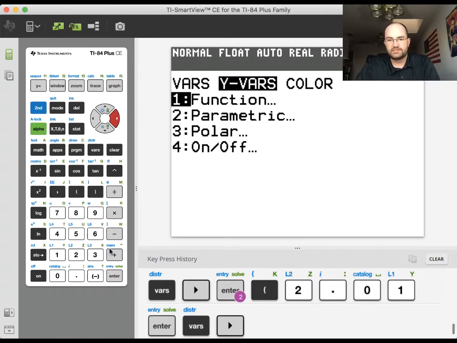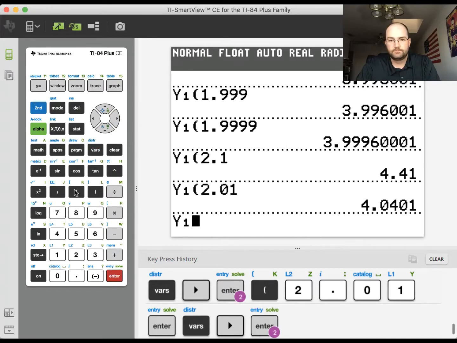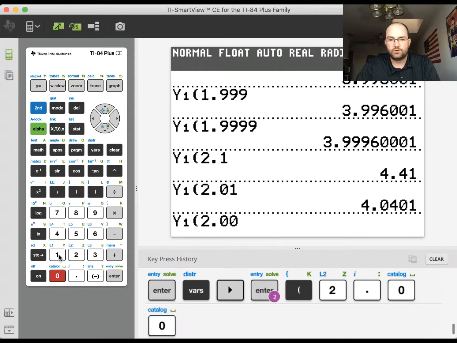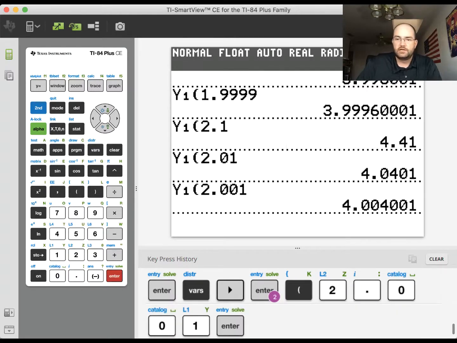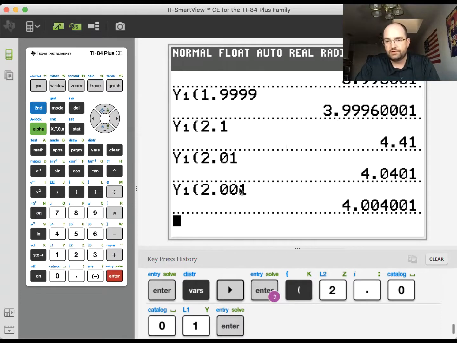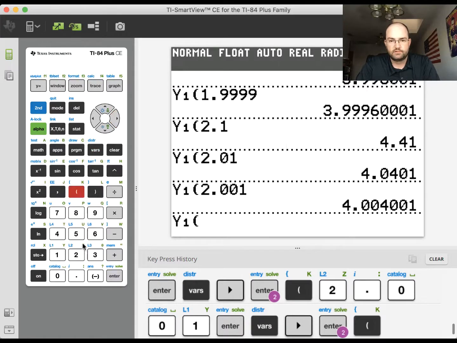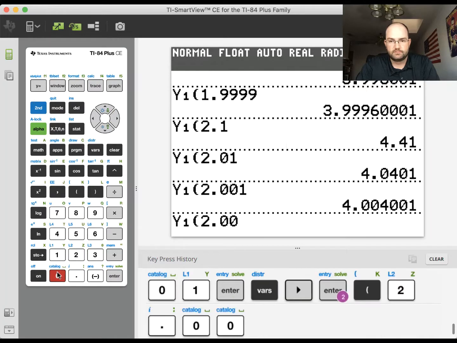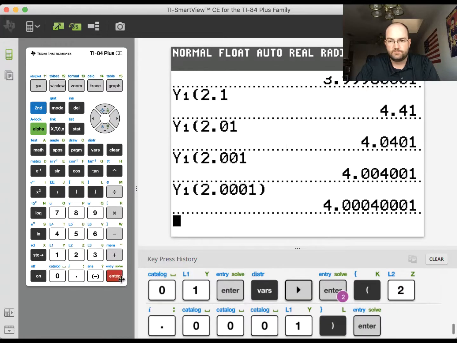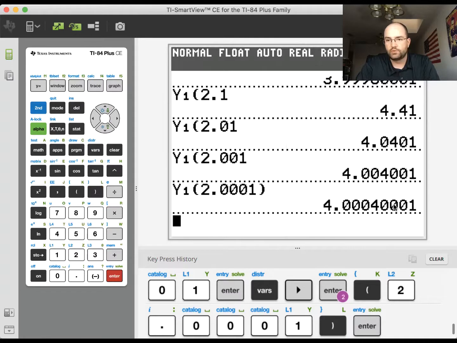You may be able to guess what's going to happen. So 2.001, click enter, and that gives us 4.004001. Now notice that if I add on another 0 here, it would give us 4.0004001. Excellent. Exactly what we were expecting.